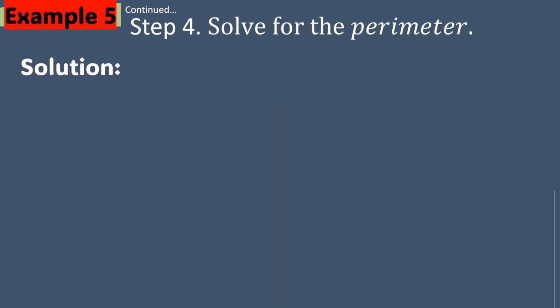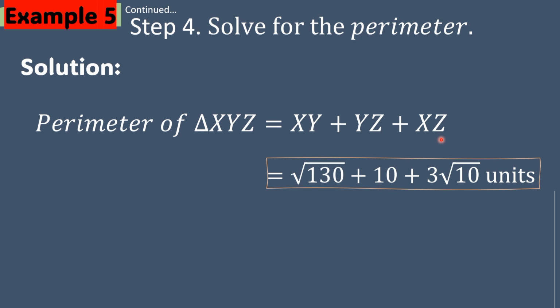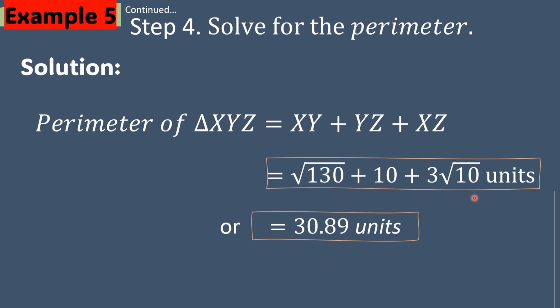Then step 4, solve for the perimeter. Since we know already the length of the three sides of the triangle XYZ, the perimeter of triangle XYZ then is equal to the distance XY plus the distance YZ plus the distance XZ. Therefore, the perimeter is equal to the square root of 130 plus 10 plus 3 square root of 10 units, or in decimal, this is approximately 30.89 units.